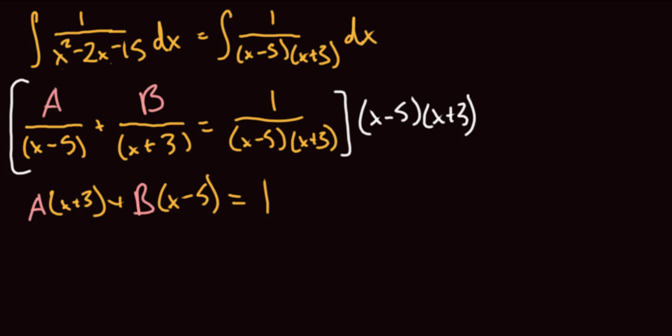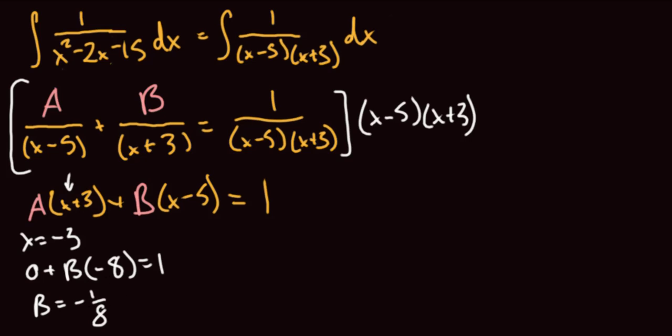Now, a way that I think is easy to do this is to choose an x that will eliminate our A and B. So what does that mean? Well, specifically, A is being multiplied by x plus 3, right? So I'm going to say x is equal to negative 3. When we plug that x into our entire equation, negative 3 plus 3 is 0, so we get A times 0, and that goes away. What we end up with is 0 plus B times negative 3 minus 5, that's negative 8, is equal to 1. And when we solve for B, we find that B is equal to negative 1/8.